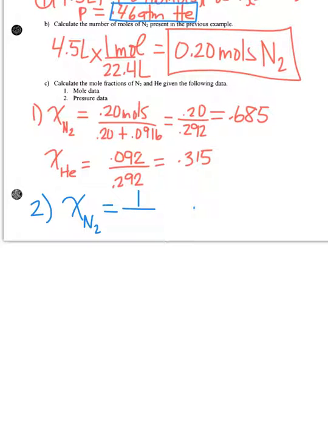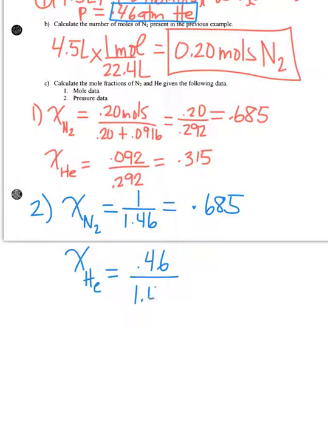We solved for the total pressure. So the total pressure was the 1.46 that we already added up together. And that is 0.685. Now do the mole fraction of helium using pressure data. If you look above, the pressure of the helium was 0.46 over the total 1.46, and that equals 0.315.